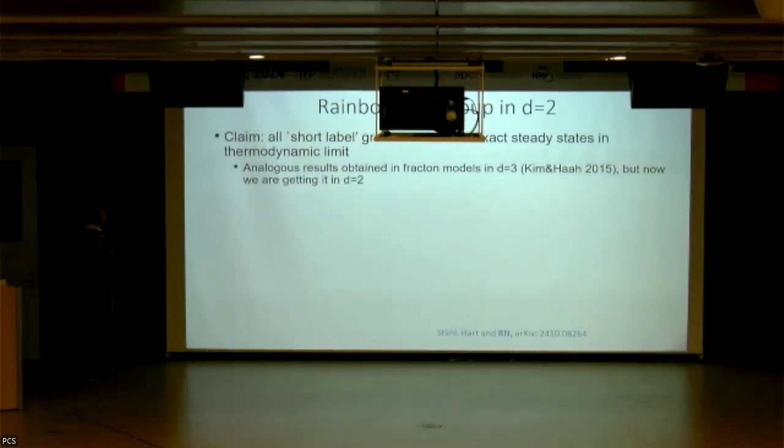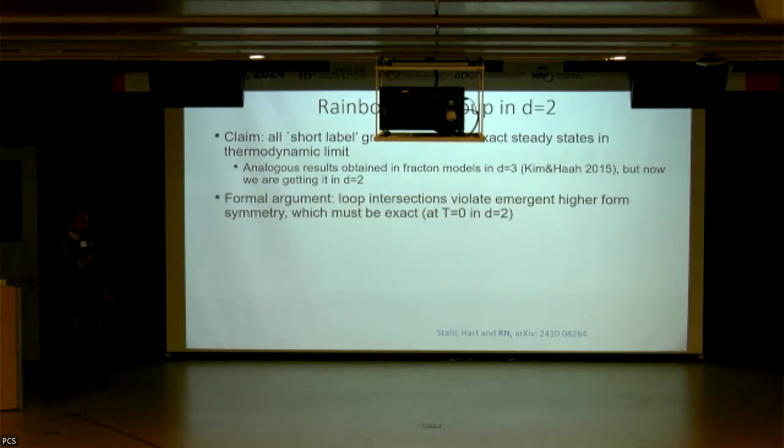And now our claim is that all short label ground states are exact steady states in the thermodynamic limit. There's a formal way to argue this, which is essentially to say that the danger is loop intersection. The way you change this topologically invariant word is you create a loop intersection and you sweep it across the system. Now, when you do that, the loop intersections violate this emergent higher form symmetry. And Pace and Wen tell us that in 2 dimensions, if you have an emergent higher form symmetry, it must be exact. So you can't have these.